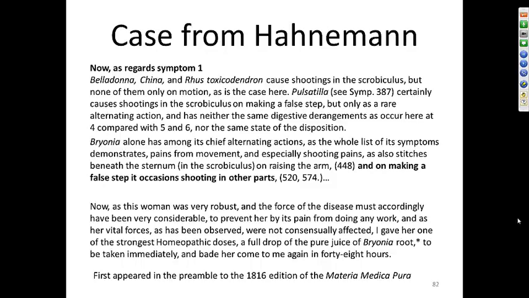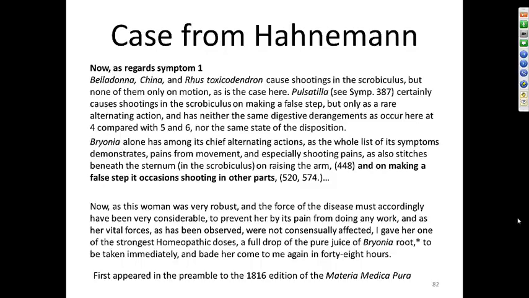And you can see here why the criticism of Hering and Kent and Ernest Farrington and Harvey Farrington are incorrect. They simply did not understand Hahnemann's idea of how to reconstruct the symptoms, as clearly illustrated in this case, which was published in 1816.